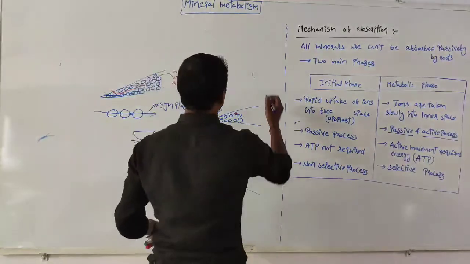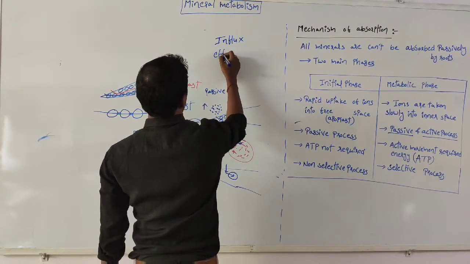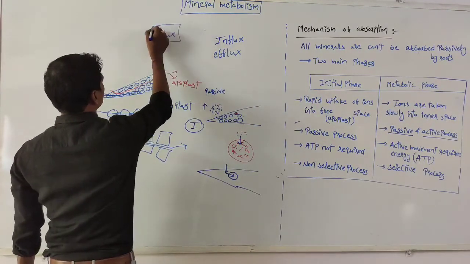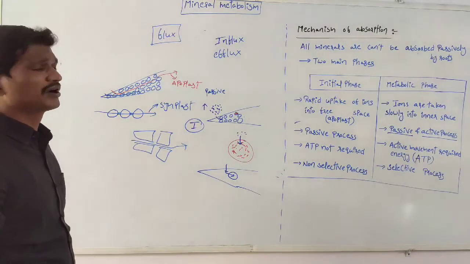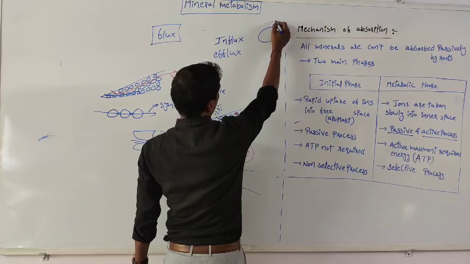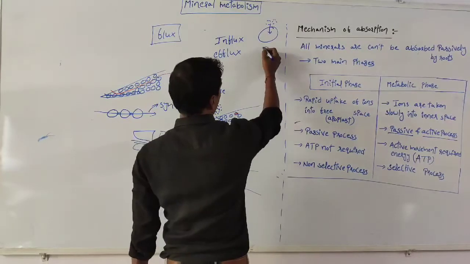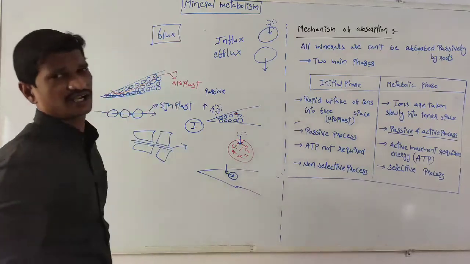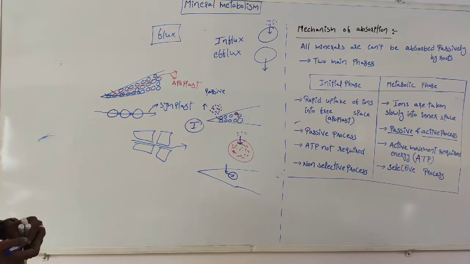And see, we have to know about influx and efflux. First of all, flux. Flux means movement of ions, or movement of metals. Influx means the minerals are transported from outside to inside. That one is called influx. Efflux: here minerals are transported from inside to outside. This one is called efflux. Right? That is about the mechanism of absorption and its phases.